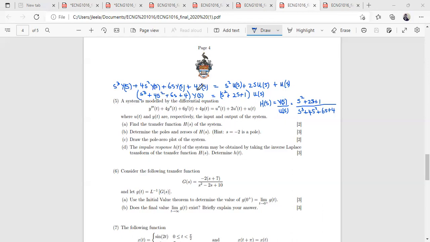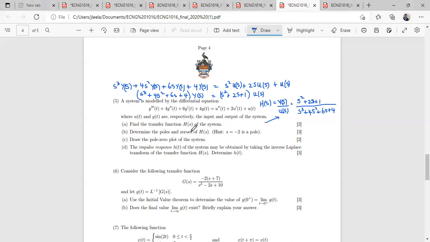So look at the terms here on the left hand side. We could just factor out the Y(s). You have s cubed plus 4s squared plus 6s plus 4 times Y(s), and on the right hand side it will be the same thing. You factor out the U(s), and you'll get s squared plus 2s plus 1. And then the transfer function H(s) is Y(s) over U(s), because remember, Y(s) stems from the output and U(s) stems from the input. So it's the output over the input. If you pull this on the left here, you'll have to take this on the right and it will come underneath. So you'll have s squared plus 2s plus 1 over s cubed plus 4s squared plus 6s plus 4. So that is the answer here for part A.